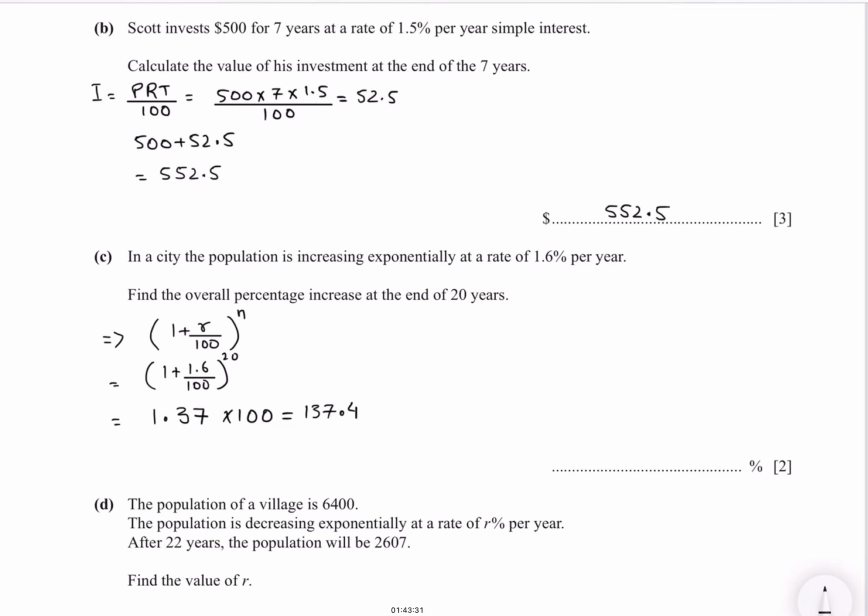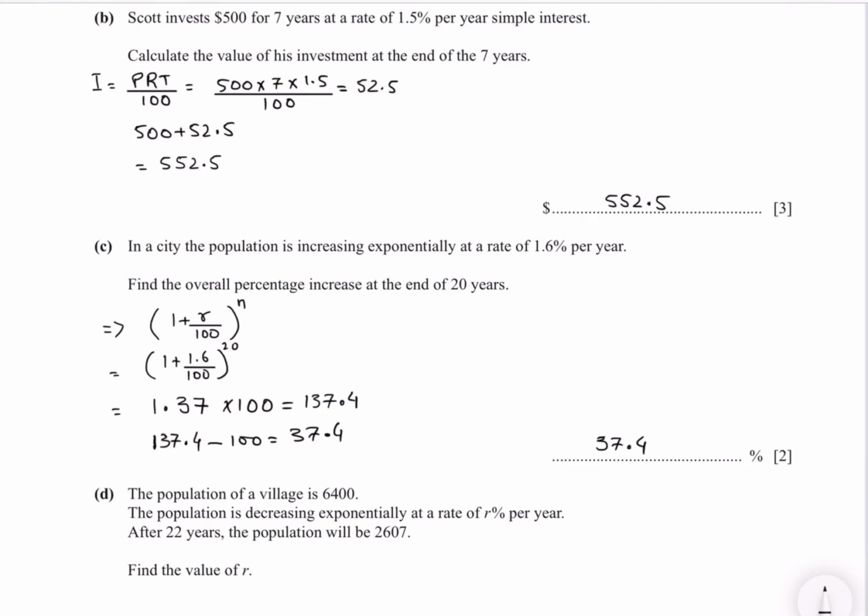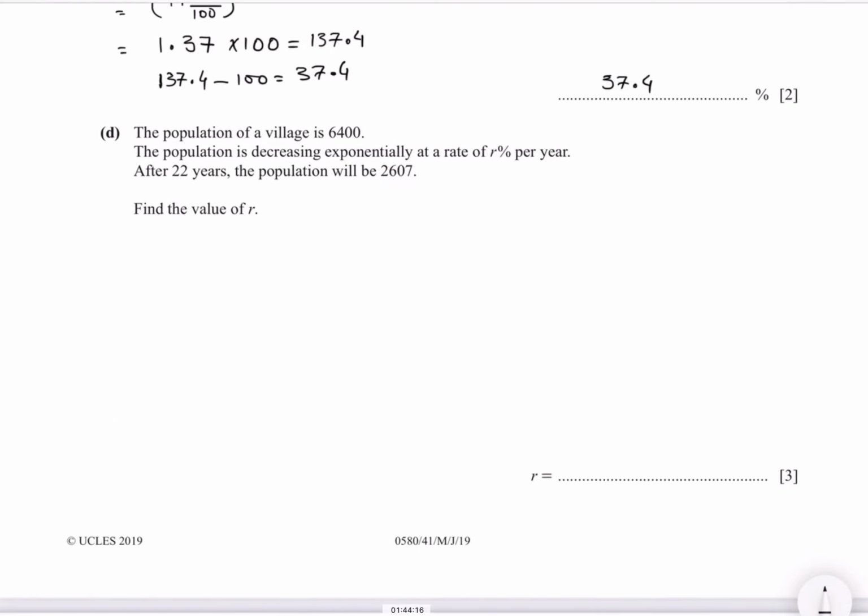So this is 137.4. So you subtract 100 from it. It is 37.4. Why have we subtracted 100 from it? Because 137.4 is actually 100 plus the increase. We needed to calculate the overall percentage increase, so you subtract back the 100 from it, so you got 37.4.